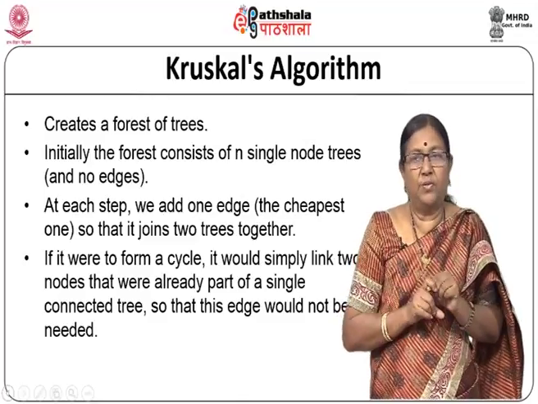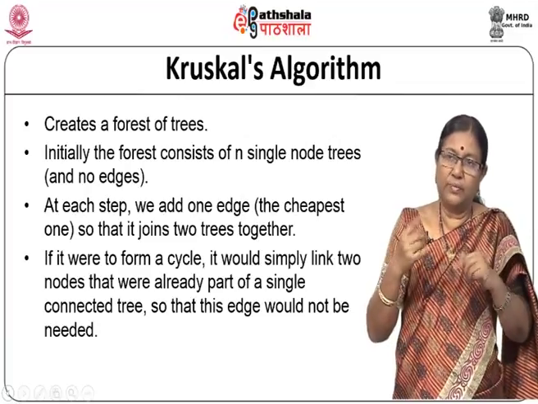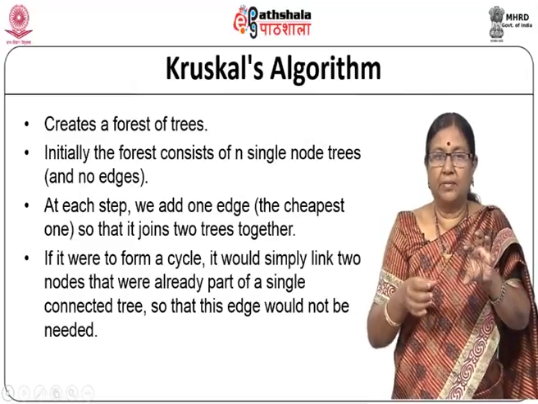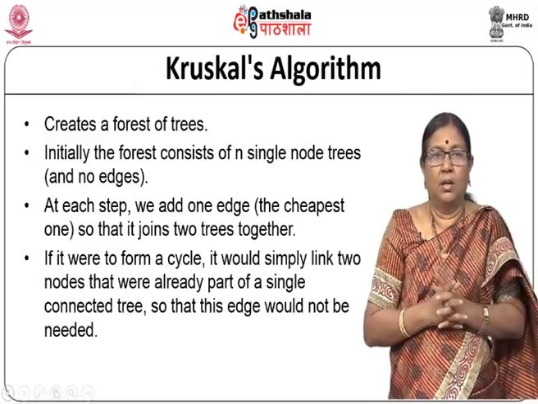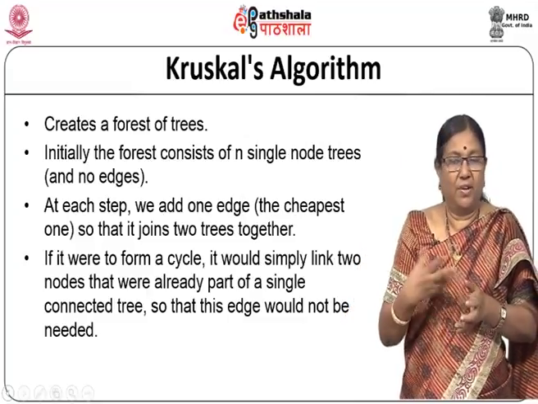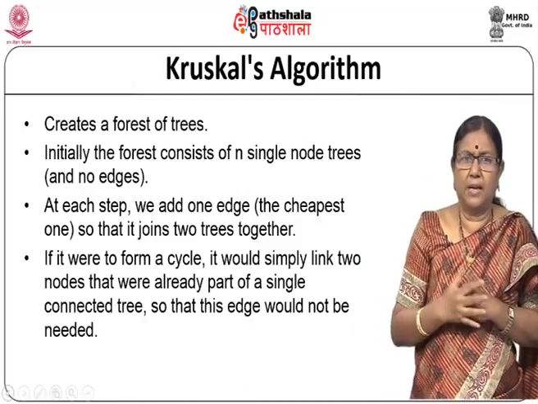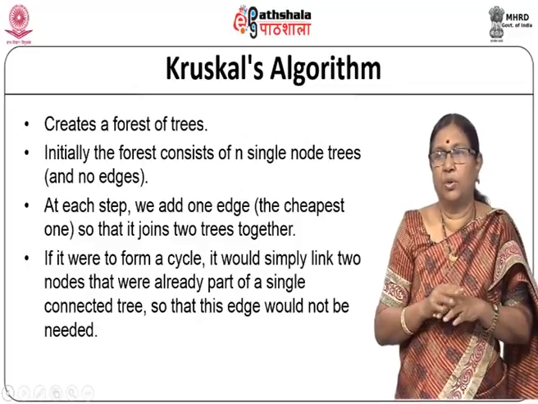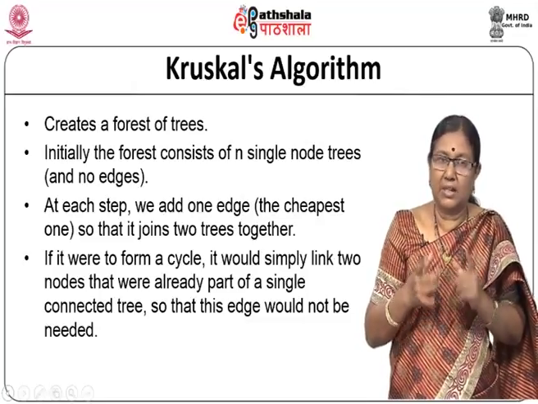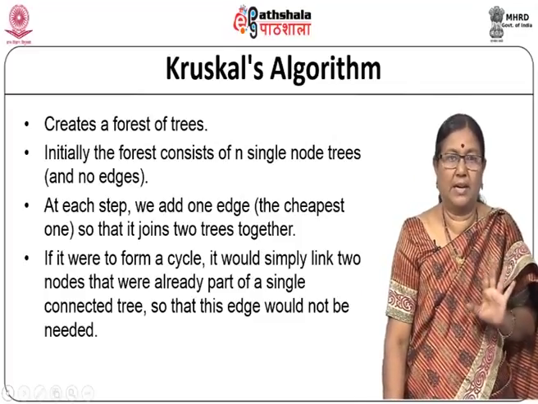Now, at each step we add one edge, which is obviously the cheapest one, so that any two trees can be connected together. When you connect it, that becomes a new tree of the forest, and so on. If the edge that we want to add forms a cycle, it would simply link two nodes that were already part of a single connected tree, so this edge would not be needed. So, one of the properties that we have to check is whether a cycle is formed when you add an edge. If it is, you must not add that edge.